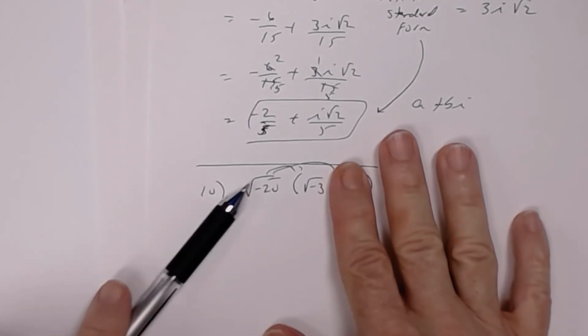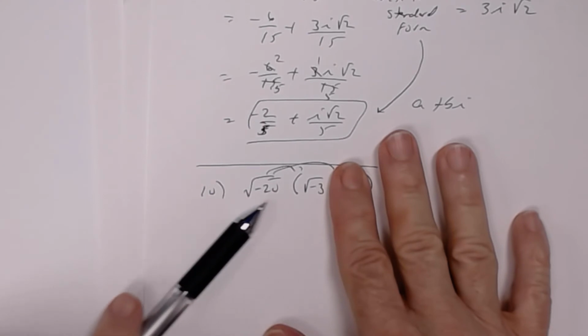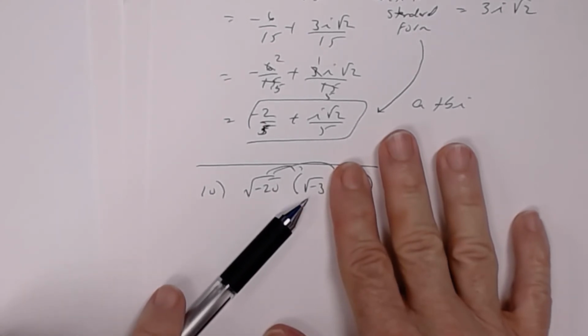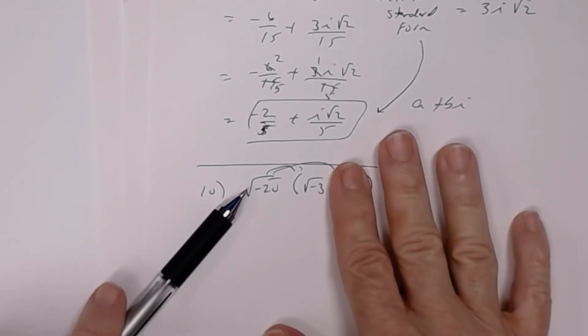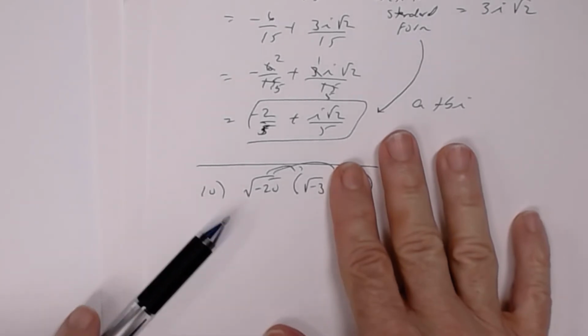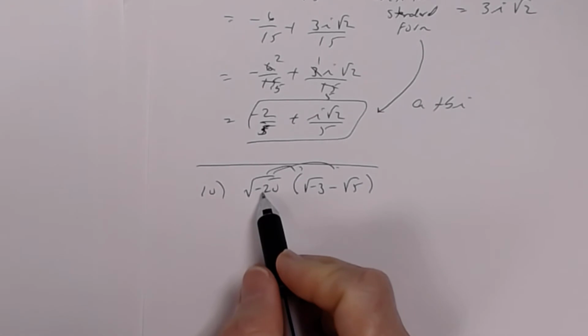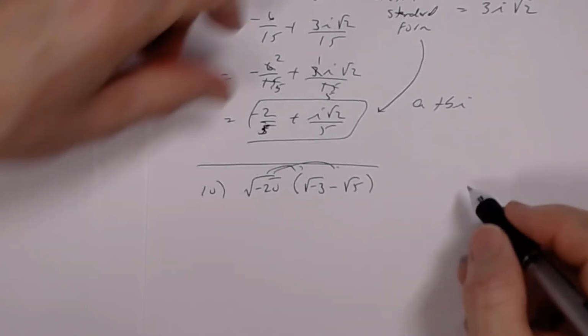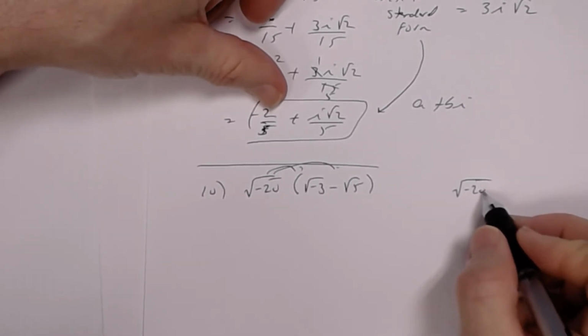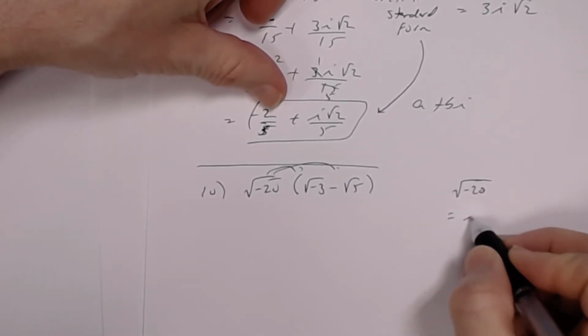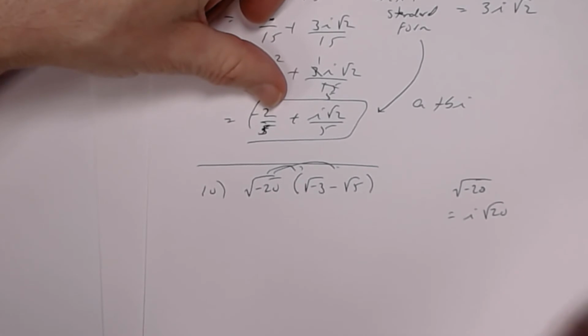Always, before you multiply square roots in which the radicands are negative, always rewrite them using i first. Rewrite it using i, okay? So in other words, what I would do first is this. Go off to the side and look at what we have. So I have the square root of a negative 20. I know that the square root of a negative 20 is i times the square root of 20, okay?